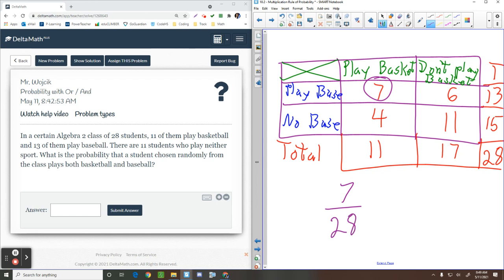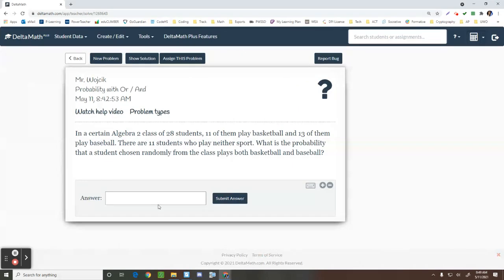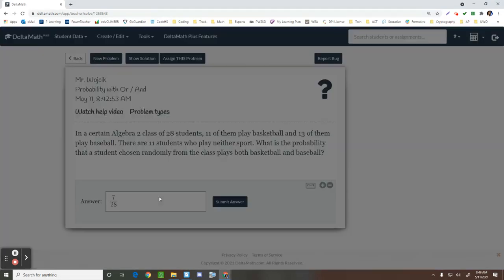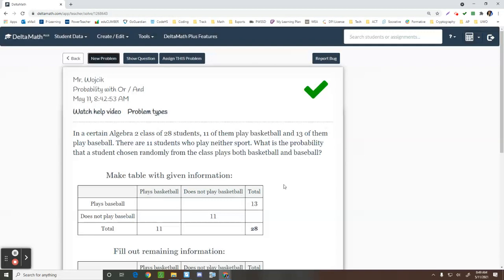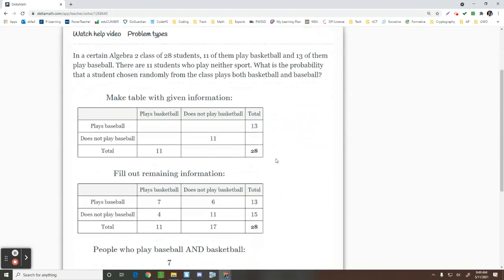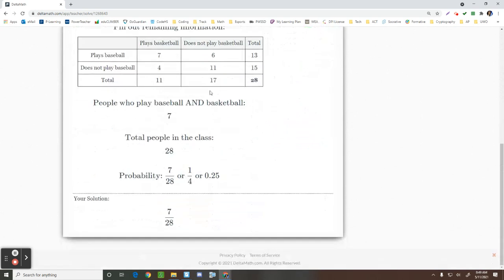All right, so let's practice making one of these two-way tables. Yeah, 7 out of 28. It might accept it. Anyways, let me try. Yeah, so you don't even have to. But check it out. It does the exact same thing that I just showed you right here in Delta Math. Make a table, you plug in the values that you know, and then just look at total who played baseball and basketball is 7 out of 28 in the class. And so it looks like you don't need to simplify.